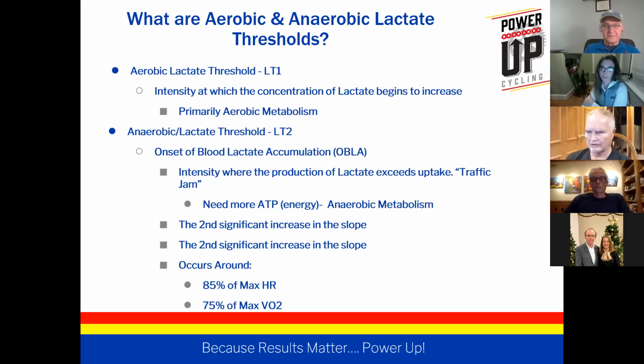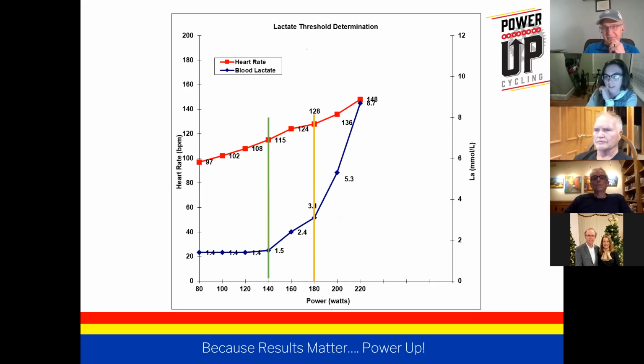The first one will be at the first little slope, and we will look at that in the next slide. And then the second, the LT2, will be the second significant increase in the slope. From here, we can see around 140 watts, this is our aerobic threshold, LT1. Once we get up to 180, we will start getting to LT2, or anaerobic.